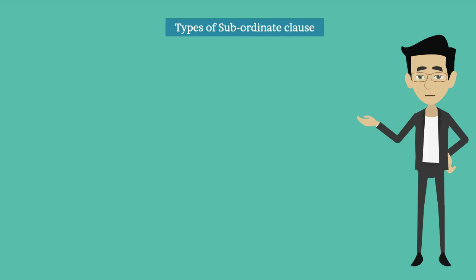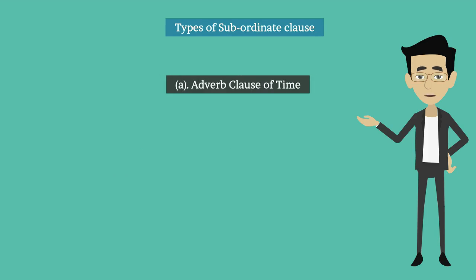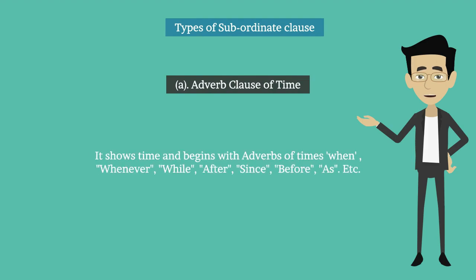Third one, adverb clause. An adverb clause is one which does the work of an adverb to some verb, adjective or adverb; it qualifies some verb, adverb or adjective in some other clause. It has the following adverbial functions. A. Adverb clause of time. It shows time and begins with the adverbs of time: when, whenever, while, after, since, before, as, etc.